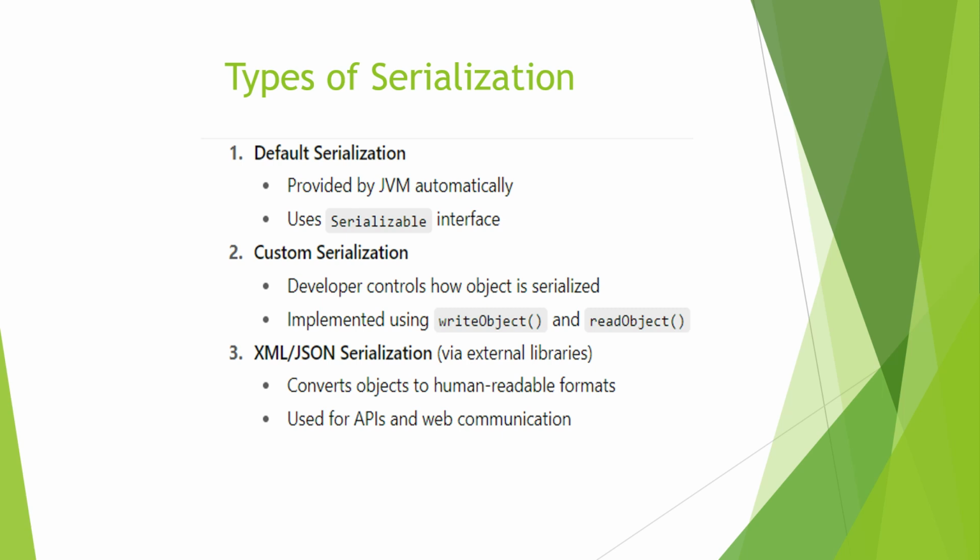The third part is the XML serialization. That means it is a form of external library. It converts any human readable format into machine readable format. And next, it is used in web communication and APIs. So it is very useful.